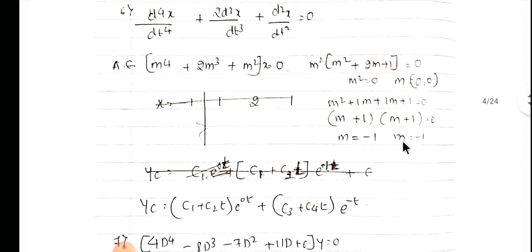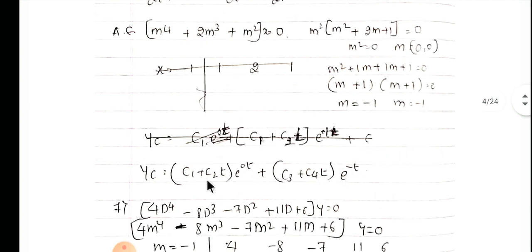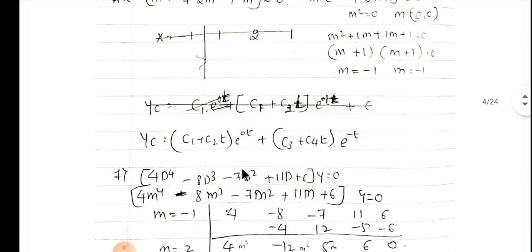The roots are real and equal. Therefore, (c1 plus c2 t) into e to the power 0 t, and for 0 comma 0, that is, plus (c3 plus c4 t) into e to the power minus t. For minus 1, this is e to the power minus t, and for 0 it is e to the power 0 t.